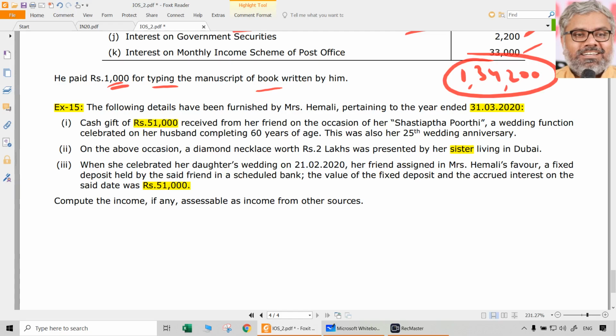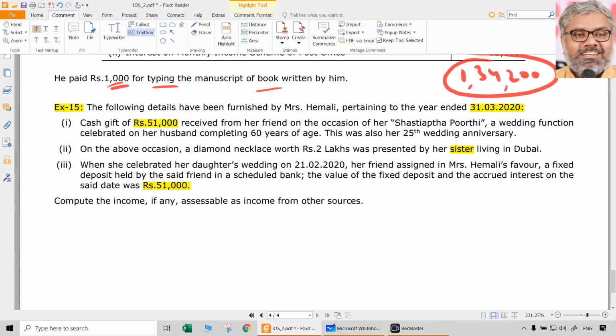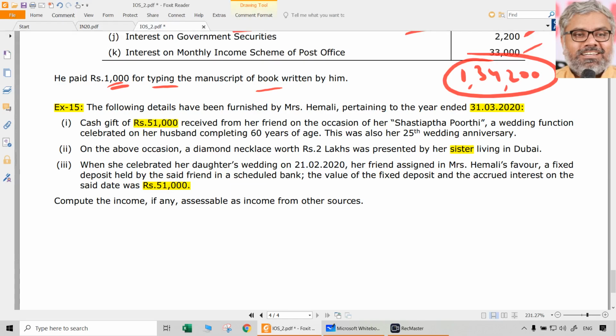Why? Because it is a very clear money equivalent. We cannot say it is not a property. So I would say definitely it is a money equivalent. It is also taxable. It is as good as a cash gift. Just because it is a fixed deposit, it does not make it any different from money. So it can be considered as property. So the entire amount of 51,000 is taxable.